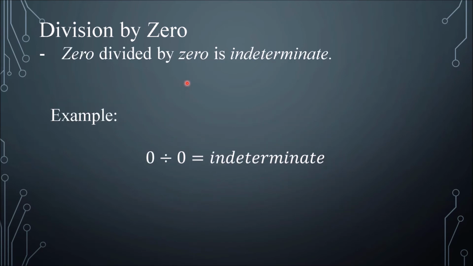Now let's have 0 divided by 0 is indeterminate. So 0 divided by 0 is equal to indeterminate. So you cannot determine whether the value is 1, the value of 0, or the value is undefined. So it is indeterminate.